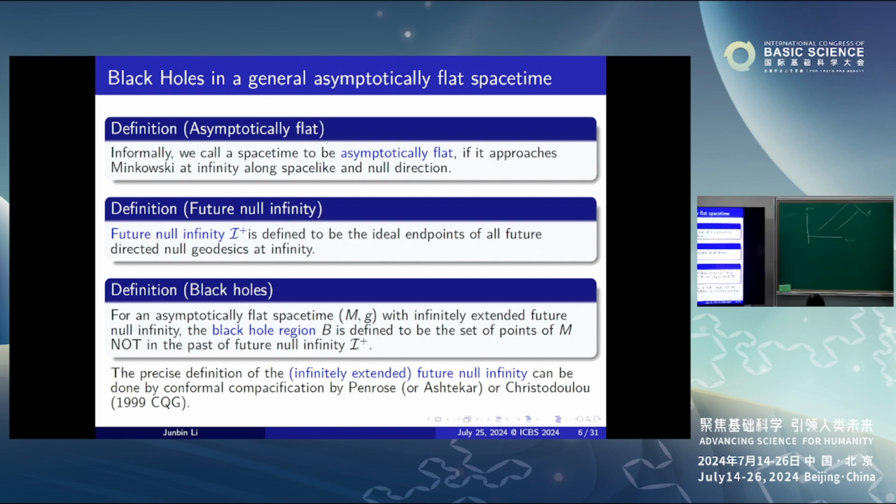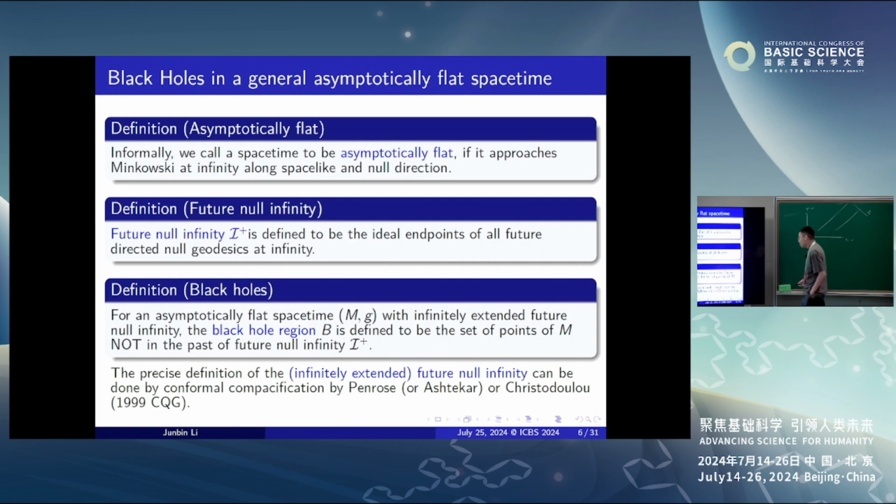Once we have a well-defined future null infinity, we can define a black hole for any asymptotically flat spacetime, and we require the future null infinity to be infinitely extended, or complete. I think this concept is very involved, but you just mean that the space-time, as a solution of the Einstein equation, is global, global with respect to the time at infinity.